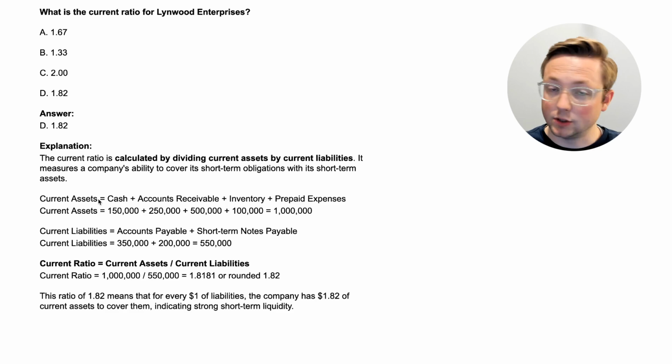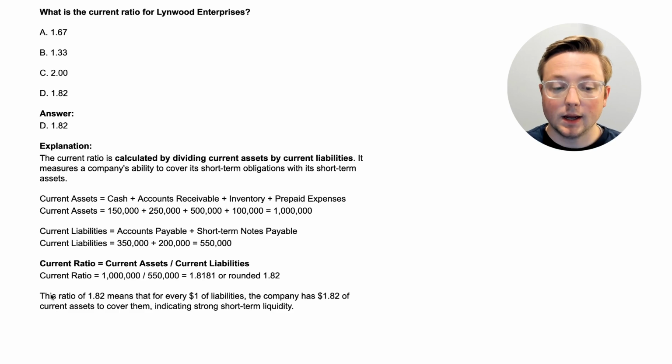And current assets, just a reminder, is all the things that are short-term, less than a year. Cash plus accounts receivable plus inventory plus prepaid expenses, all of those short-term assets, that equals, in this case, $1 million. And then the current liabilities, similar idea, all the things that are due within less than 1 year. Accounts payable, short-term notes payable, those are the things that are typically around there. So you add those together, that's $550,000, and then you divide current assets by current liabilities. Again, that's the current ratio, current assets divided by current liabilities. 1 million divided by 550,000 is 1.8181, or really just rounded to 1.82.